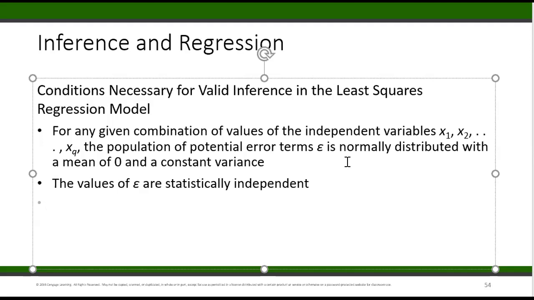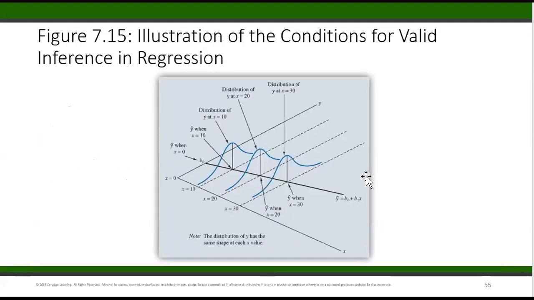So 3 conditions, and then we have a 4th condition, which says the values of error terms, the residuals, should be statistically independent. There shouldn't be any relationship between them. If you know one of them, you should not be able to guess the next one. So that's the meaning of it. They should be completely random. This is an example of what we are talking about.